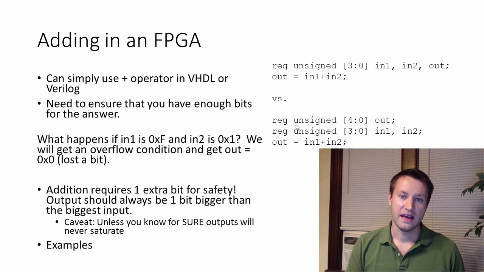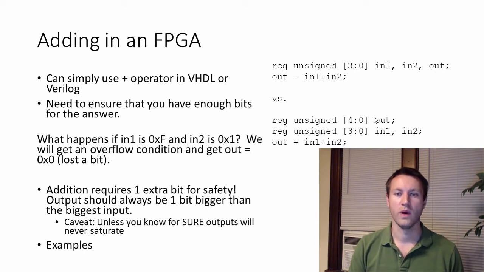So what you do to fix that is just make out 1 bit wider than your inputs. In this situation, I've made it a 5-bit vector, so now out can be anything from 0 to 31 decimal. And so if you have 10 plus 10 in this scenario, out can be stored in there, no problem. So as a rule, addition requires 1 extra bit, always for safety, to prevent overflow conditions. The one caveat to that rule is, unless you know for sure that your outputs are never going to saturate.